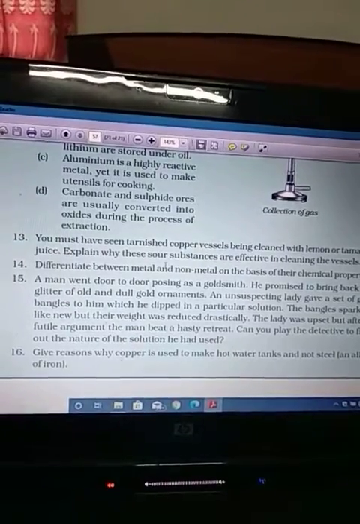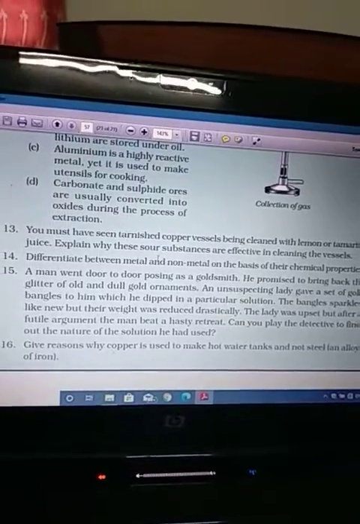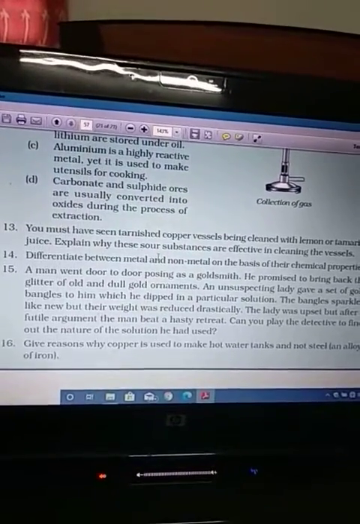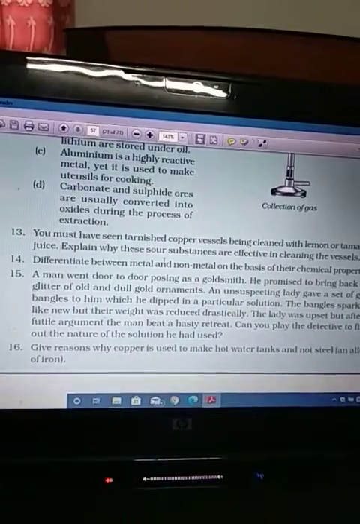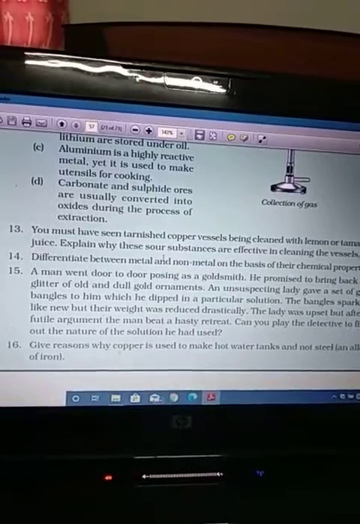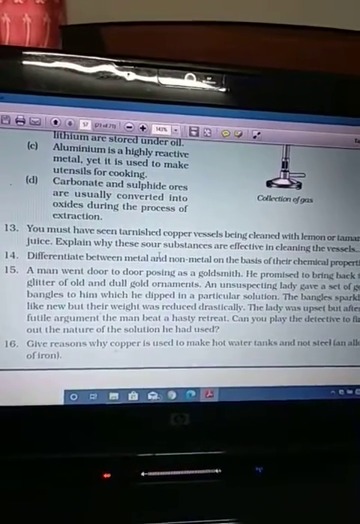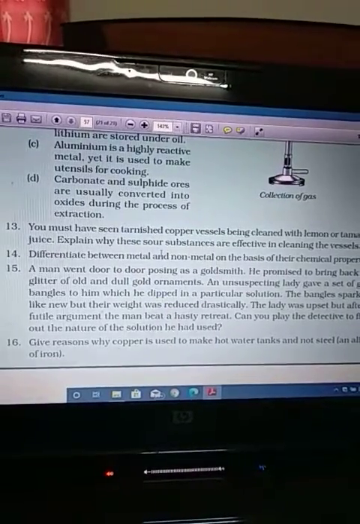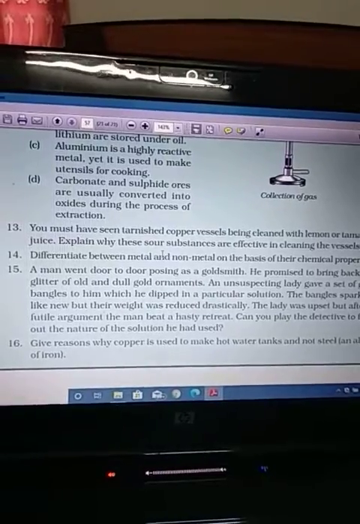Differentiate between metal and non-metal on the basis of their chemical properties. When we burn them in air, a very common example, metal and non-metal both burn and form oxides. Metal oxides turn red litmus blue because they are basic in nature, and non-metal oxides turn blue litmus solution into red because they are acidic in nature.